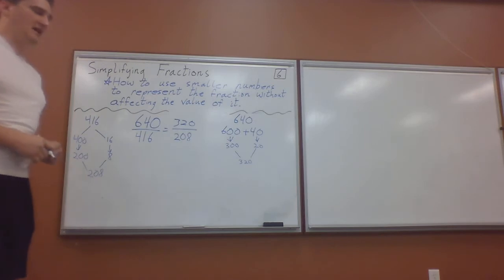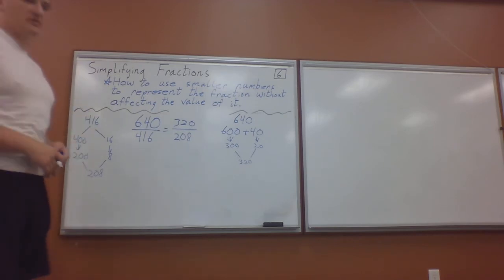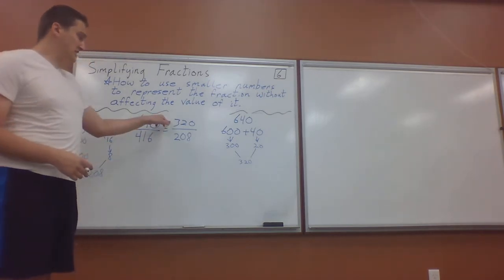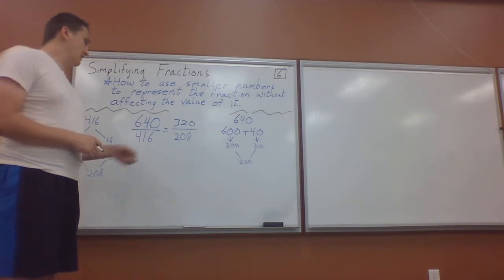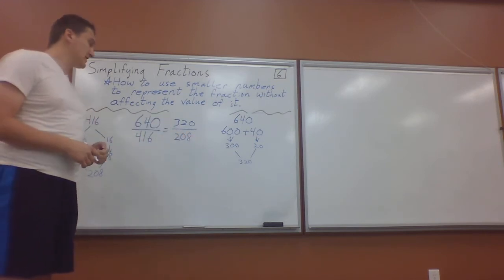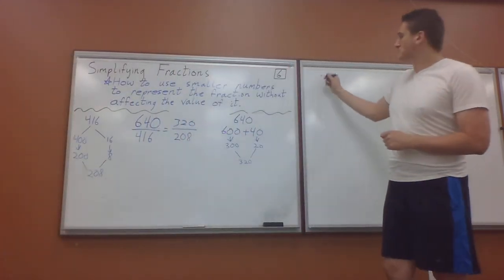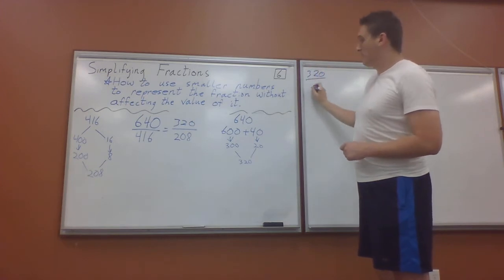If you can cut things in half relatively easily, you don't have to use a strategy. This is a strategy for if you come across a number that is particularly difficult to cut in half, and we're actually going to see that was 300, because 3 is not an even number. So this strategy will help us, if we need the help, to cut numbers like that in half. I'm going to continue this problem on this side of the board. So 320 over 208.